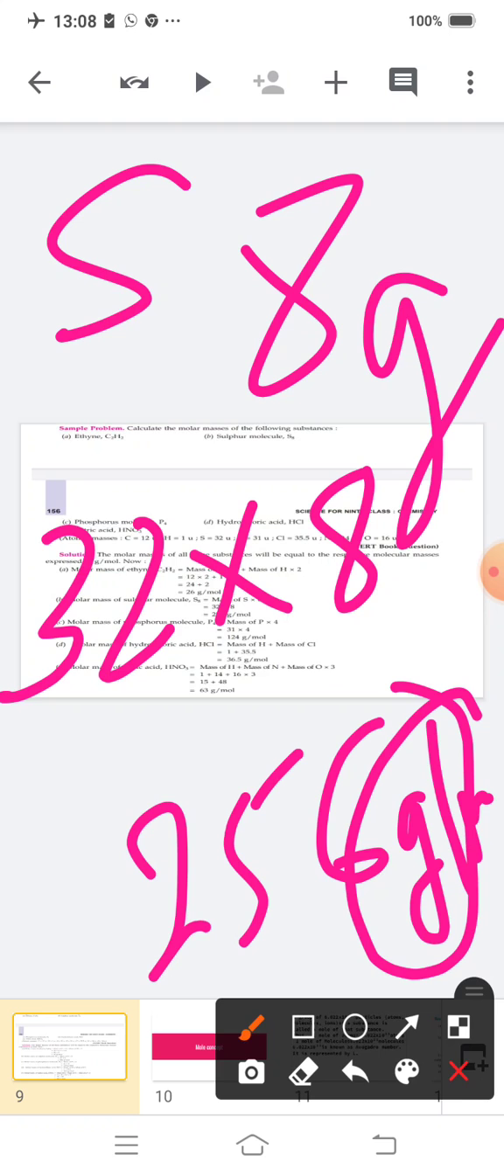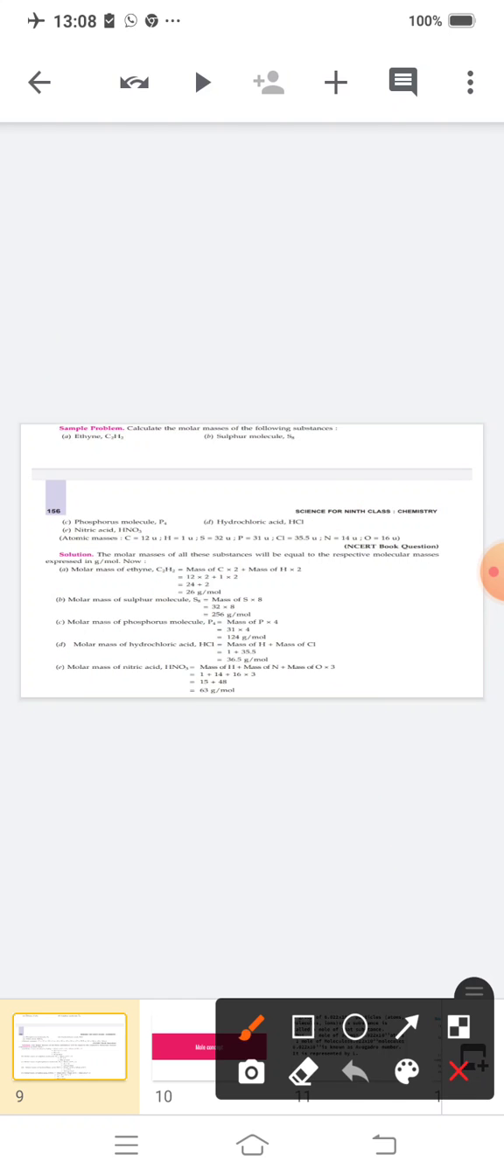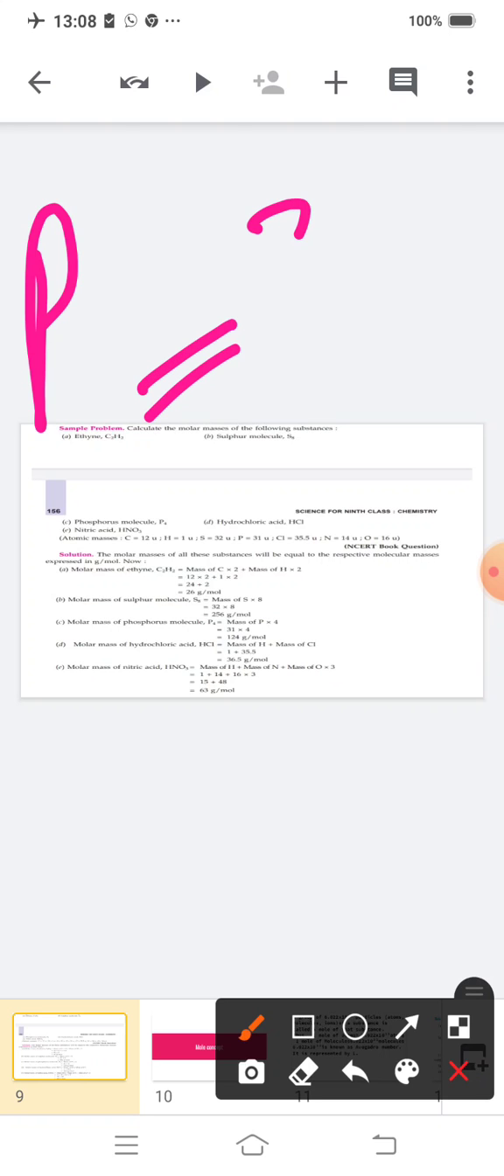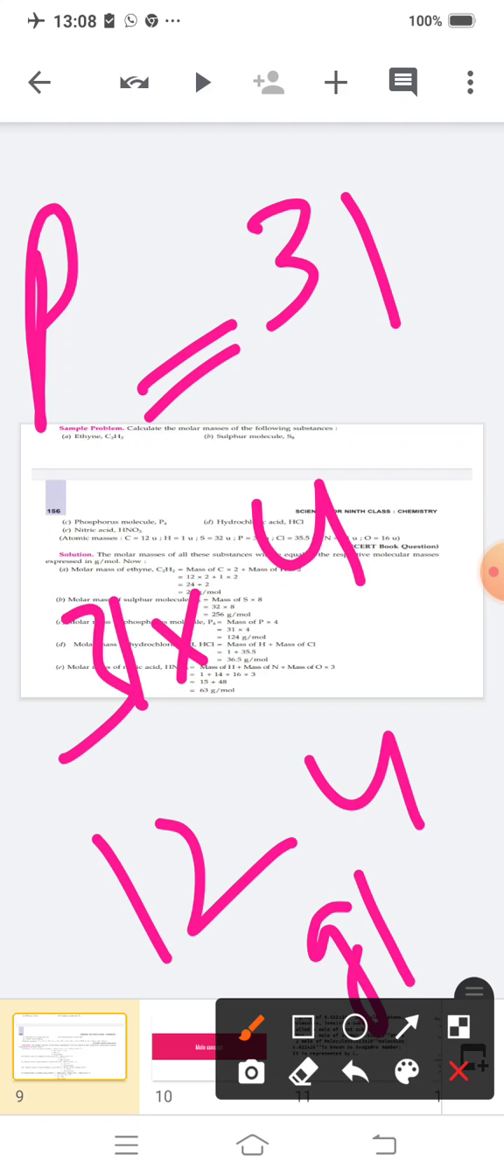Is this clear? Now the next one is P4. P is the symbol of phosphorus, and the atomic mass of phosphorus is 31. So P4, 31 into 4. 4 ones are 4, 4 threes are 12. 124 gram per mole. Is this clear?